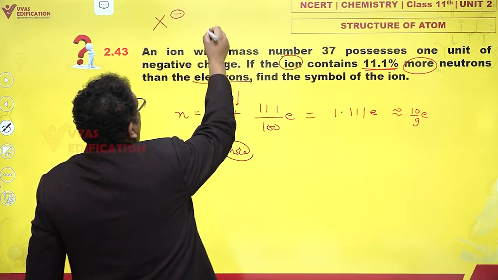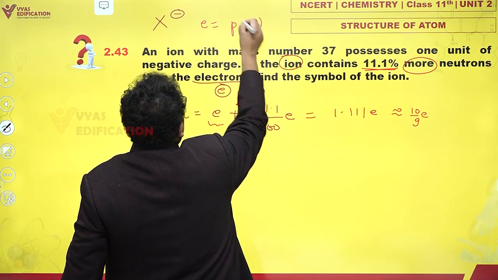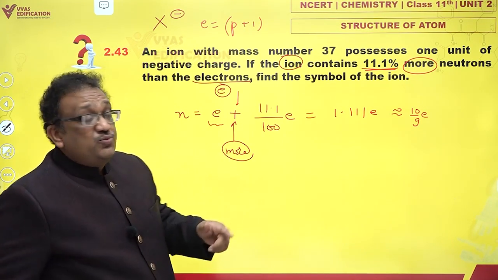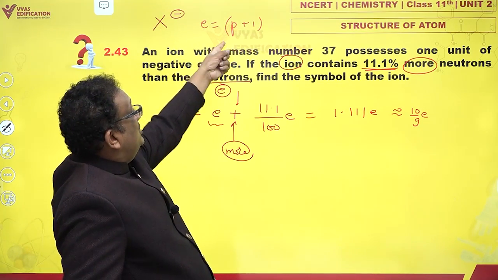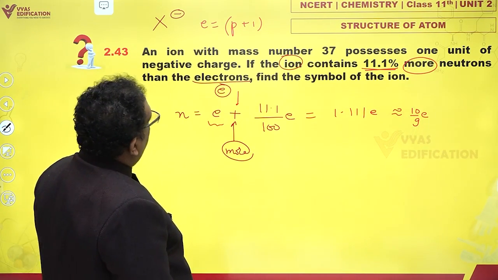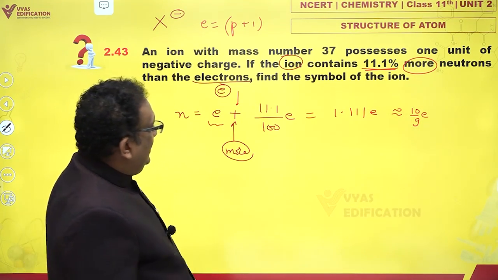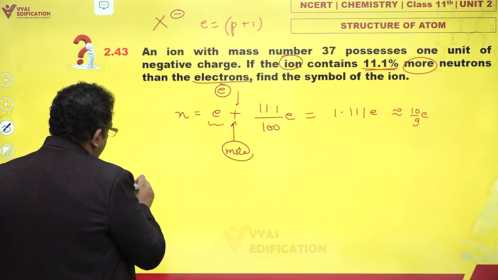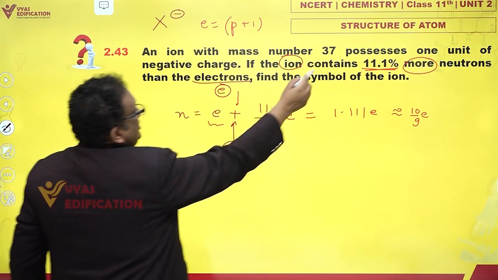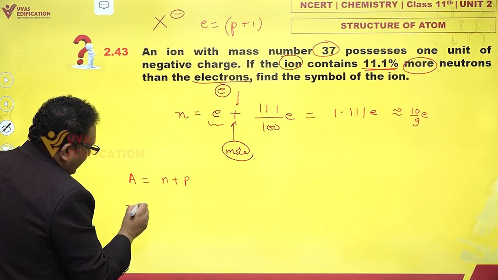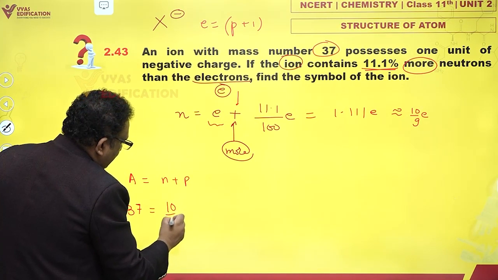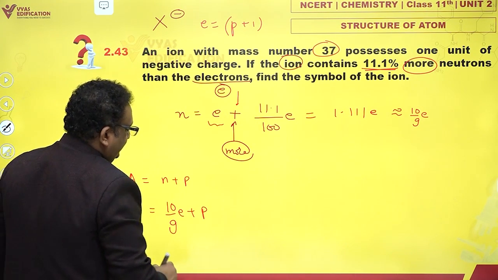That means the number of electrons is the number of protons plus 1. For a neutral atom, protons is equal to electrons. For -1 charge, very naturally, the number of electrons is 1 more than the number of protons. So E is P plus 1, in case you need that. And atomic mass number is neutrons plus protons. Mass number is 37, I am told. So 37 is neutrons plus protons, and neutrons is 10 by 9 E.